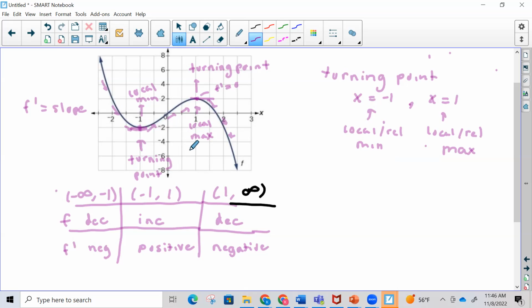So again, when we're describing it, we're talking about the location of where it happens. So this is all x values. You can write this in inequality notation. You could say x is less than -1. You could say -1 is less than x, which is less than 1. And then x is greater than 1. But in this class, most of the time, we will write it this way.